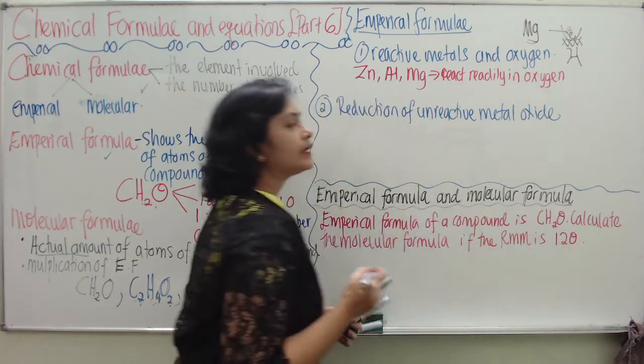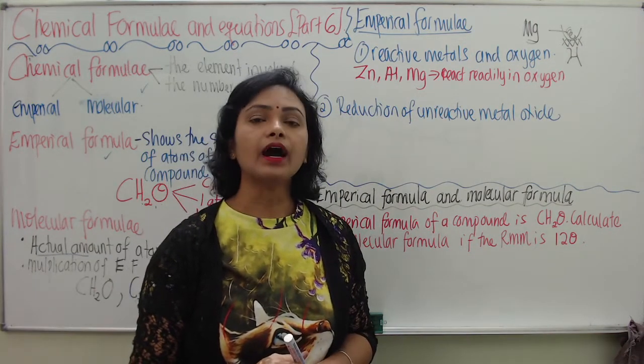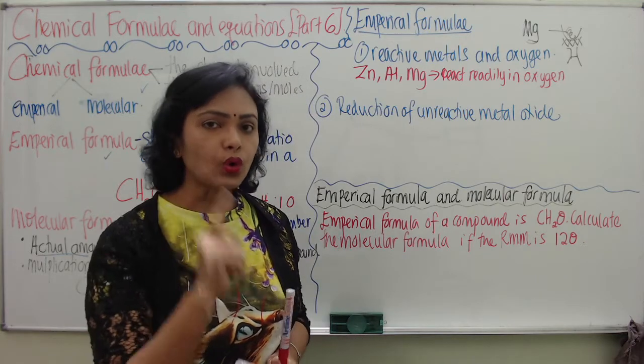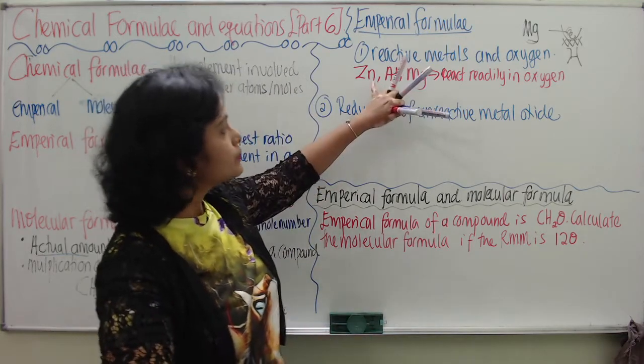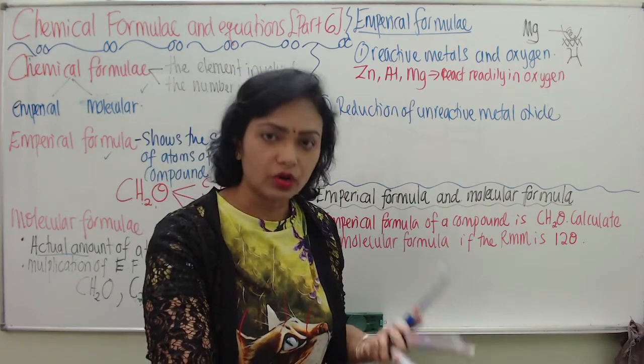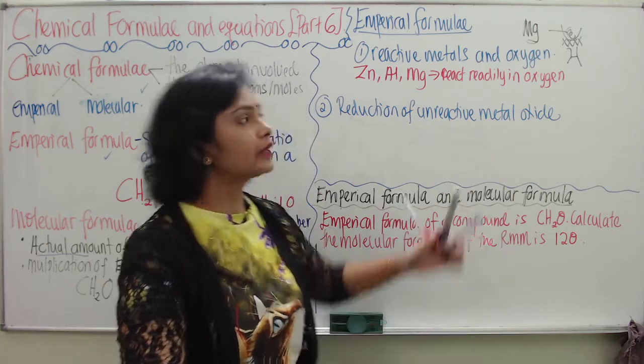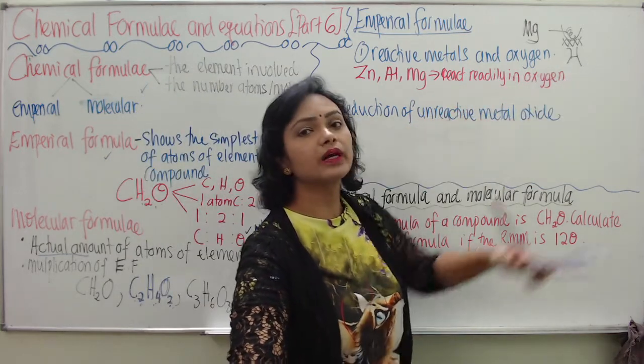They react readily in oxygen. That means magnesium, aluminium and zinc are reactive metals. So students can say that in order to determine the empirical formula of magnesium oxide, zinc oxide or aluminium oxide, we can use this crucible method.